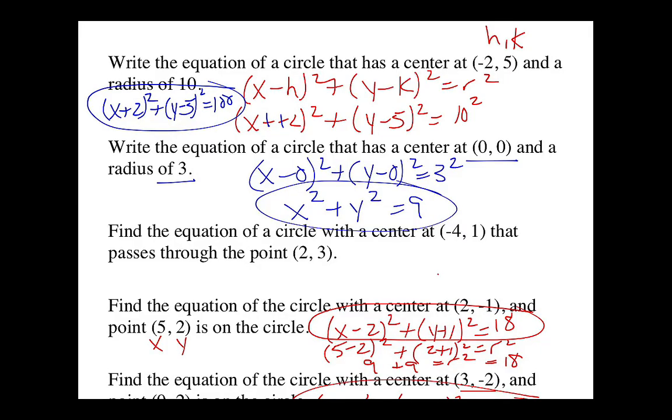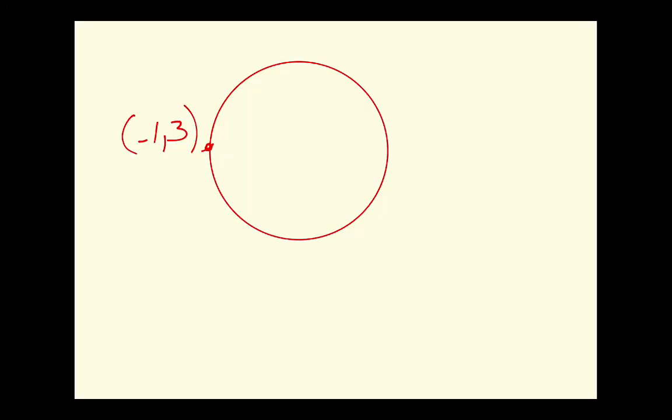So let's draw ourselves a circle. And it says the diameter has points at -1, 3, and make sure I get this right, 7, -3. Now, you probably noticed that I'm not trying to sketch this all that accurately. I don't really care. What I'm trying to do is understand the problem. So the diameter is going to go through the center of the circle.